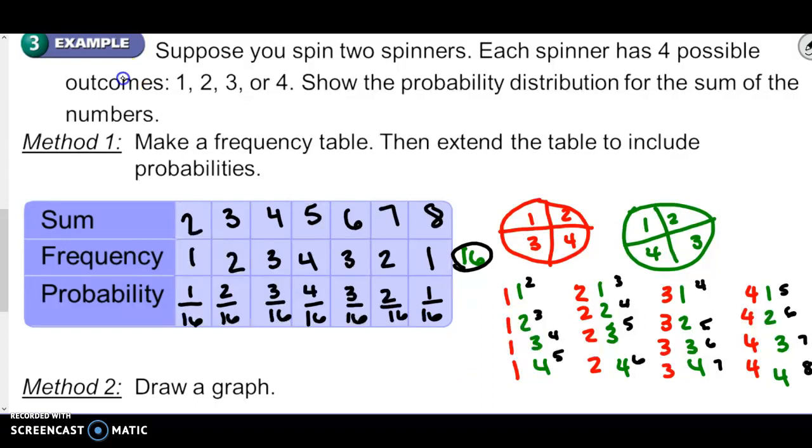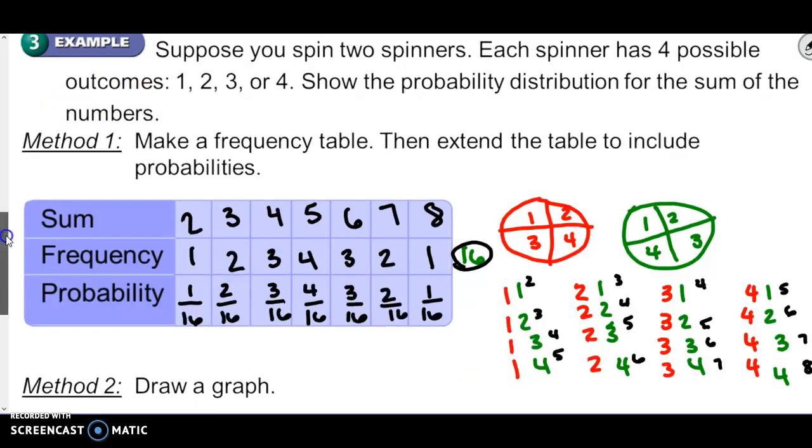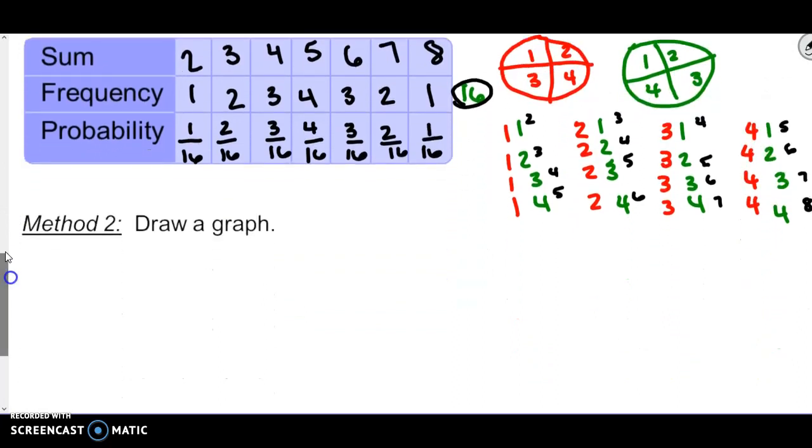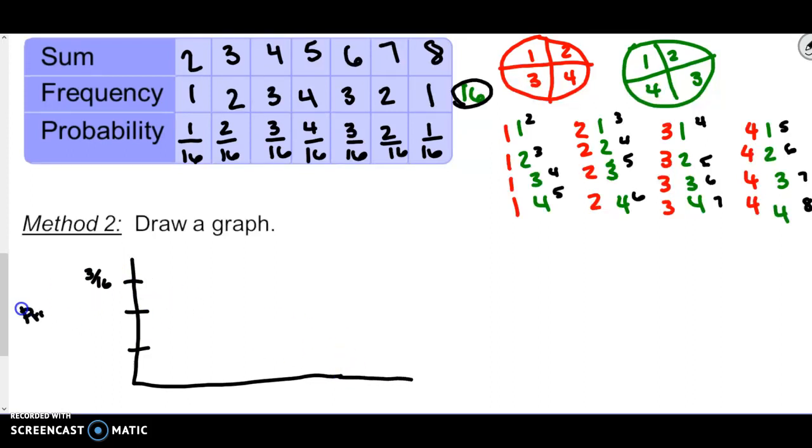Okay. Then we are instructed to make a graph. Now you can make it a histogram, which is where your bars touch each other and there are no gaps, or you can do a simple bar graph. I am more of a fan of the bar graph because then I don't have to worry about everything being the same. All right. So if I have this, the highest number I have is 3/16, so I'm just going to go ahead and put it to 3/16. This is the probability of the outcome.